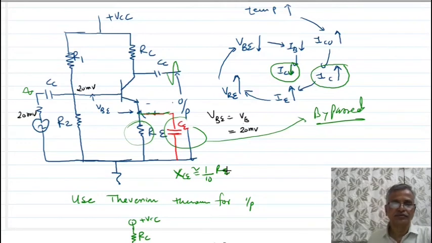So this is called self bias. This circuit is widely popular in a common emitter amplifier circuit. So this gives complete thermal stability. It gives the stability of the collector current against the variation of temperature.